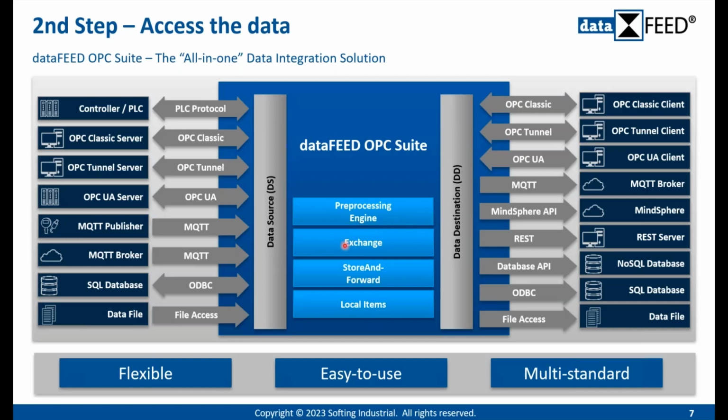In addition, we have an exchange functionality, which allows you to transfer or exchange the data between different sources. We have a store and forward integrated for the most common data destinations. And last but not least, we have also local items, local data points, which allow some communication between the data destinations. This is our solution for acquiring the data. And in the next slides, I will show you the most common use cases for acquiring the data.